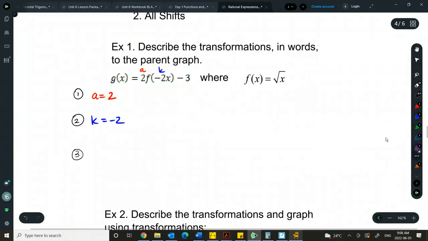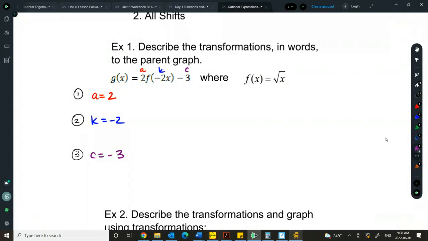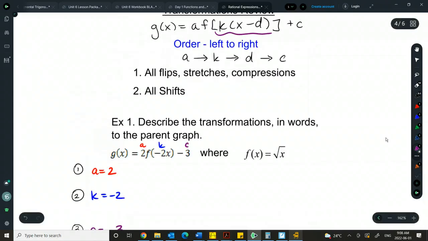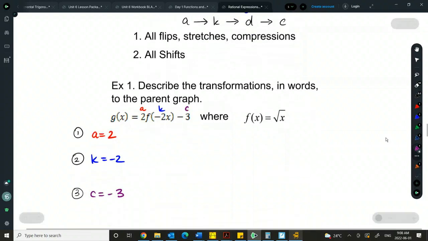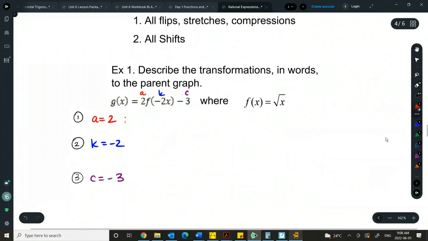How did you know that this was a C and not a D? Because the D would be inside the bracket. Yes. Perfect. So we know that that's a C because it's outside the brackets. K and D must be inside the brackets. We can see that here. Okay, what does an A value of 2 do to our function?